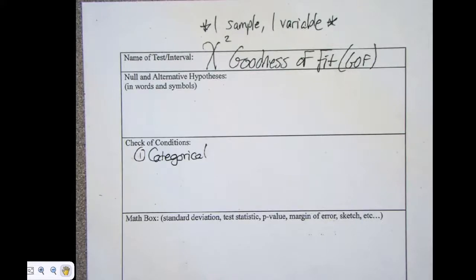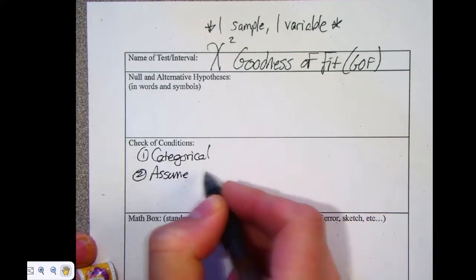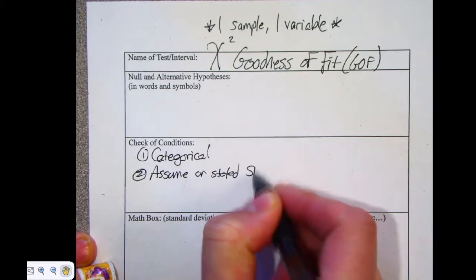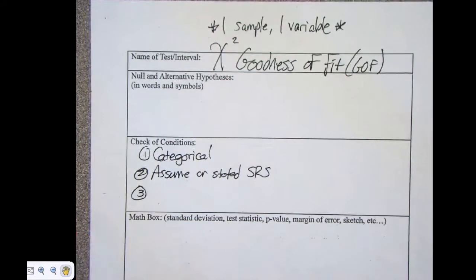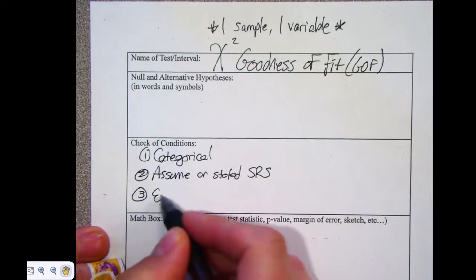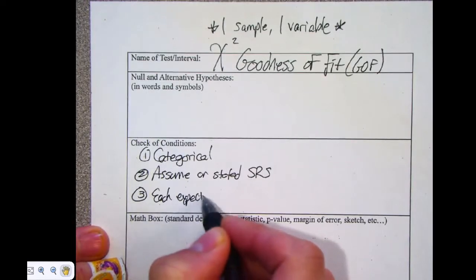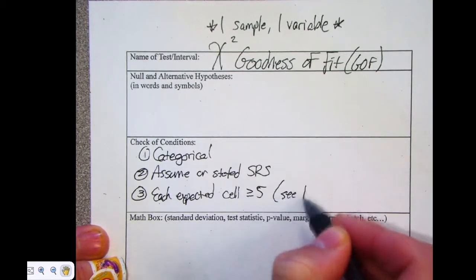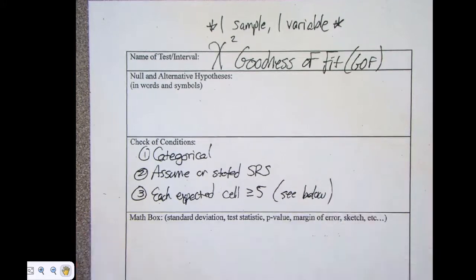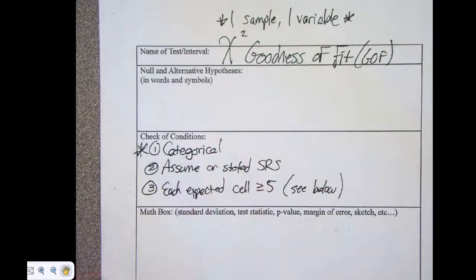All right, assume SRS or stated. And then the third thing is each expected cell needs to be greater than or equal to 5, and you're going to put C below, and then we're going to take care of that down below. So that's the getting into the process. The biggest thing I wanted to start with is these are categories. Category chi-squared, unfortunately, we'll start with the same letter. So that's what kind of makes it easier to remember. So you got T's, which is means, Z's, which is proportions, and then chi-squared, which is category.